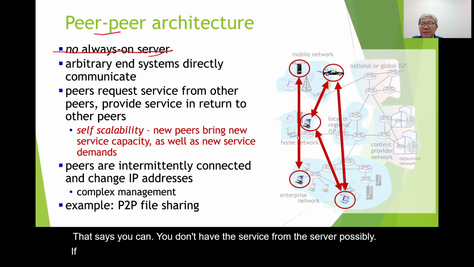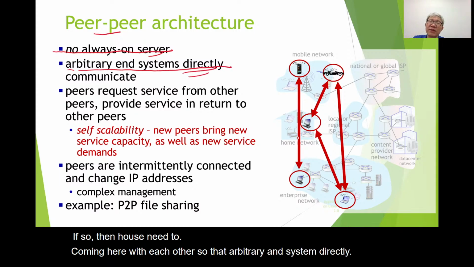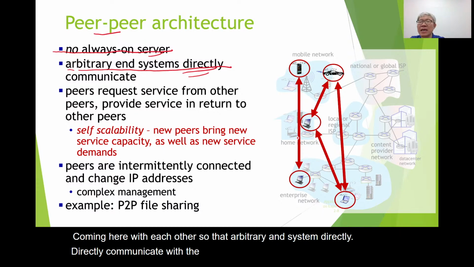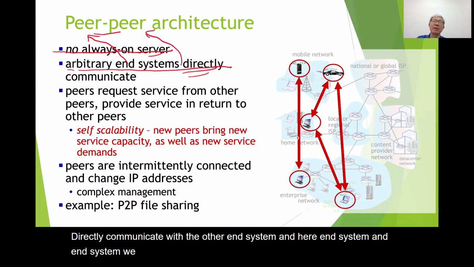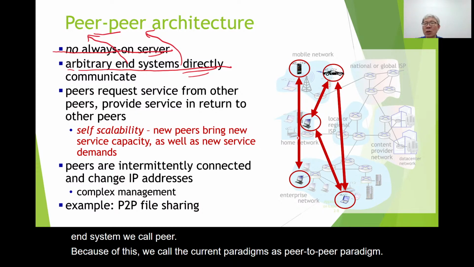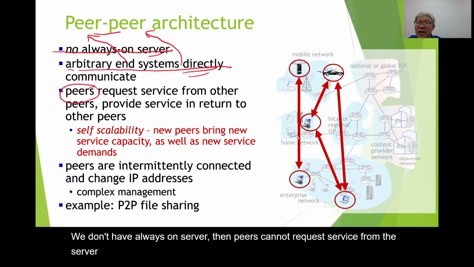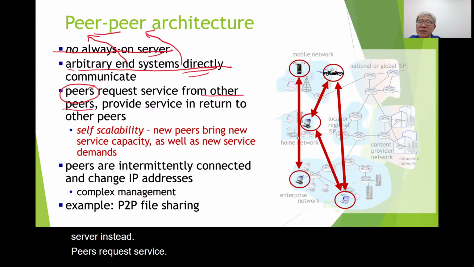If so, then hosts need to communicate with each other, so that an arbitrary end system can directly communicate with the other end system. And here, end system and end system we call peer. Because of this, we call the current paradigm the peer-to-peer paradigm. Well, we don't have an always-on server, so peers cannot request service from the server. Instead, peers request service from other peers.